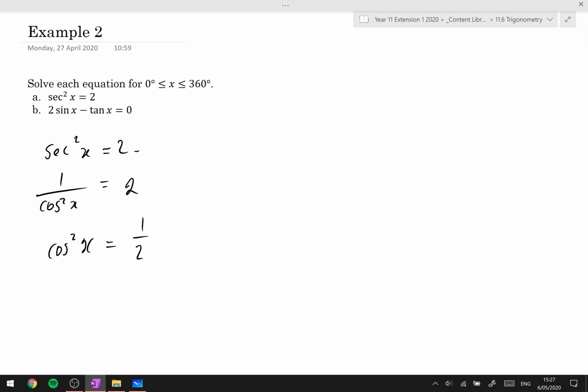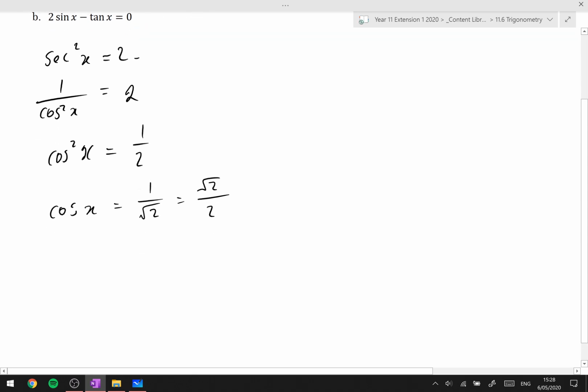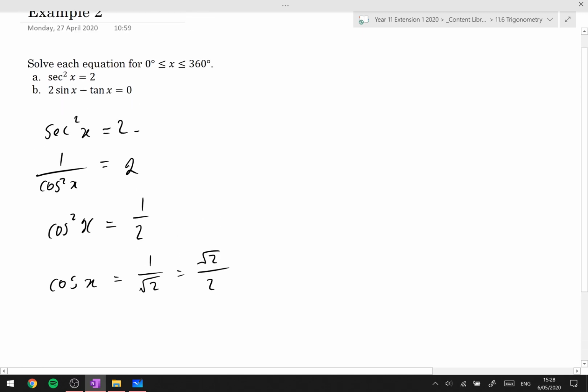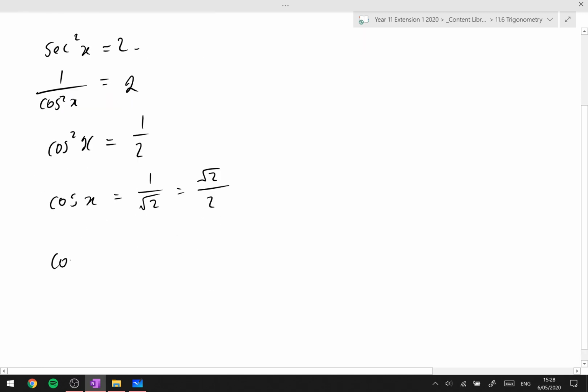Now, I don't know much about cos squared x, but what I do know about is cos x. So I'm going to take the square root of both sides, and that's going to give me cos x is equal to the square root of 1 half, well, that's just 1 over the square root of 2, which is equal to root 2 on 2. Okay, so when is cos x equal to that? Well, now we've got something that we know how to deal with. So cos of x is equal to root 2 on 2.